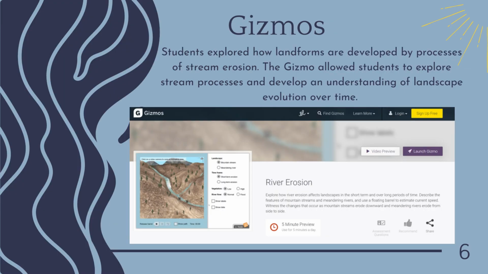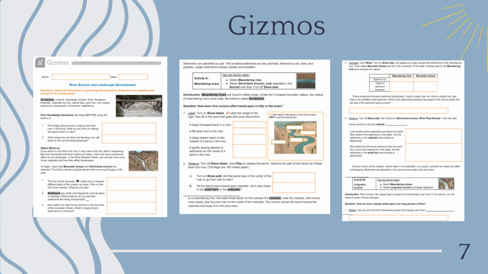The students explored how landforms are developed by processes of stream erosion. The Gizmo allowed students to explore stream processes and develop an understanding of landscape evolution over time. Students worked through the exploration guide to learn about river erosion and landscape development. Students manipulated the landscape to learn how erosion changes land features over time. The last question on the exploration guide revisited the scenario presented in the formative assessment, and students had the opportunity to reassess their initial answer.